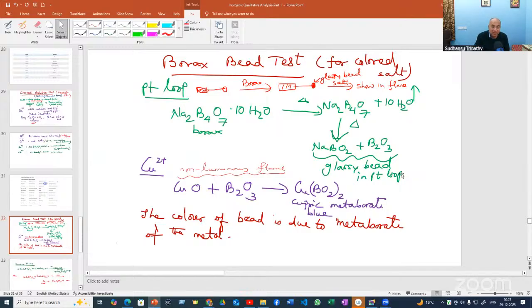Borax is nothing but sodium tetraborate, Na2B4O7.10H2O, decahydrate. Here you have to make a loop from platinum wire. Nichrome wire will not serve any purpose. If you are buying platinum wire, you can also use that for the flame test. But nichrome wires are available in the laboratory plentifully.